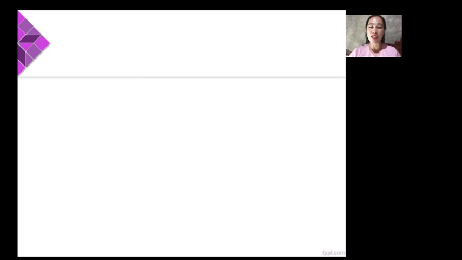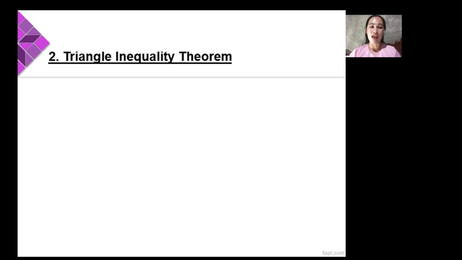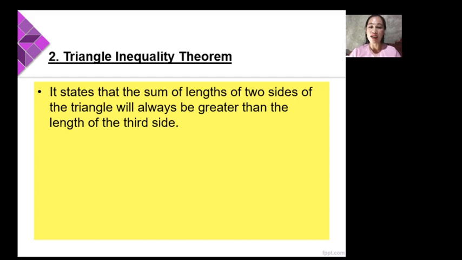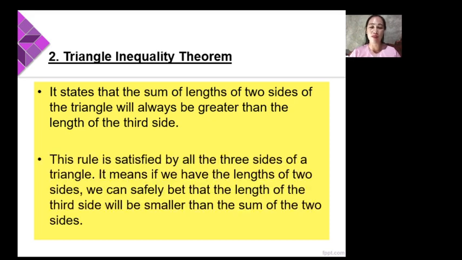That's all for the exterior angle inequality theorem. Now let's move on to the triangle inequality theorem. It states that the sum of the lengths of two sides of the triangle will always be greater than the length of the third side. This rule is satisfied by all three sides of the triangle. It means if we have the lengths of two sides, we can safely bet that the length of the third side will be smaller than the sum of the two sides.